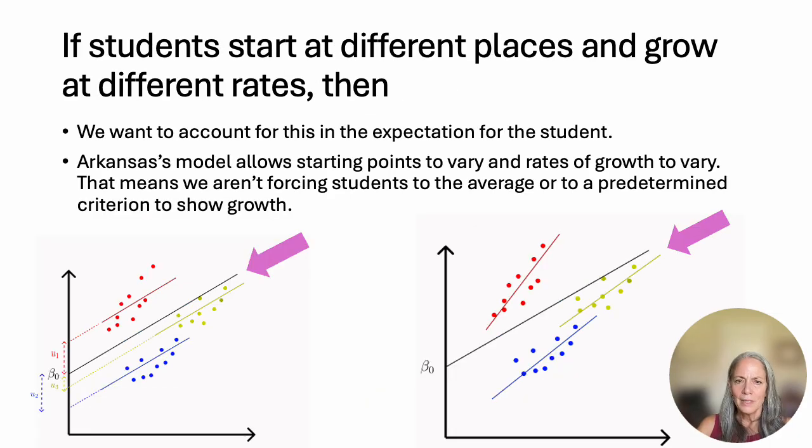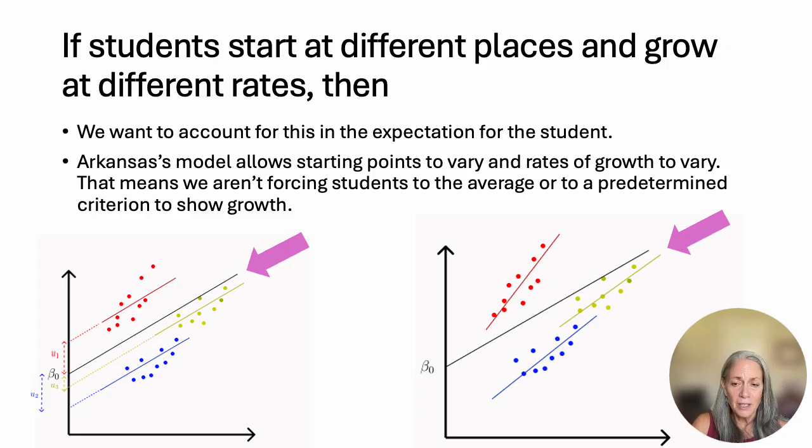So if our students start at different places and grow at different rates, we want to account for this in our expectation for the student. That's why we use their score history. Our model allows for different starting points and it allows for the rates of growth to vary. That means we are not forcing students to an average or a predetermined criterion to show growth.